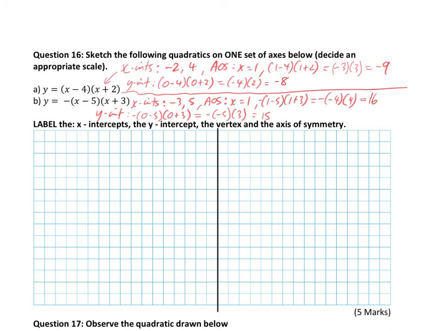How many do we have here? 2, 3, 4, 5, 6, 7, 8, 9, 10, 11, 12, 13, 14, 15. We've got 16. I need to go from negative 8 up to 16, which is like 24. So one by one won't do. It's going to have to go 2 by 2.